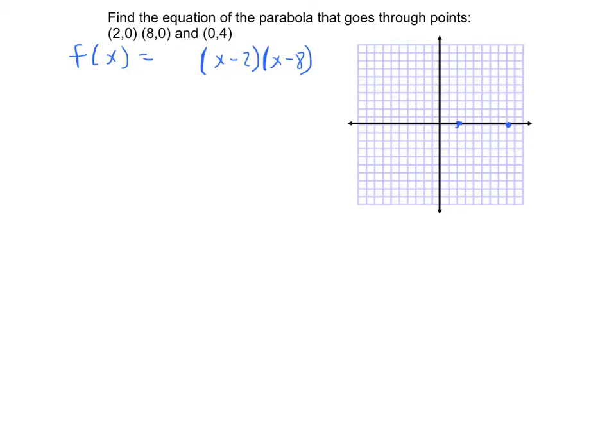But I need a certain number out here, a scalar, so that it'll actually go through (0, 4). And I don't know what that scalar is, so I'm just going to put it down as a k. And I'm going to use the fact that it goes through (0, 4) to solve for k. Graphically over here, when I plot that (0, 4), I'm already getting an idea that my parabola should look like this. It's going to have a certain kind of pitch. I just need to figure out what that pitch is by solving for k there.